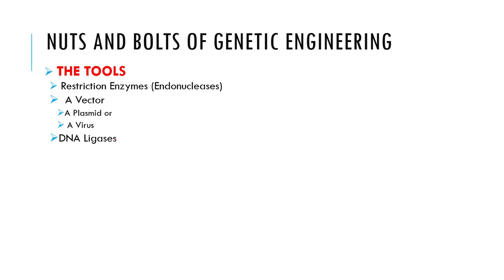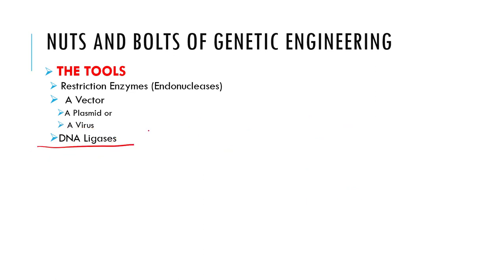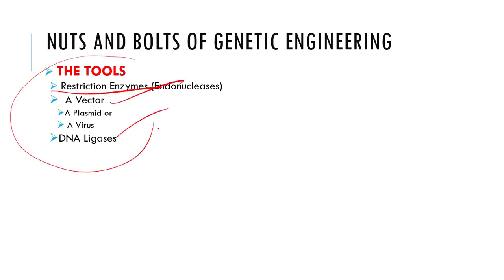Next is the DNA ligases. When we have donor DNA and we have a vector open, how do we join these ends, how do we join these DNA molecules? As we have already studied in DNA replication, DNA ligase is the universal enzyme that does the ligation, joining and combining the DNA molecules. So we use these tools, restriction enzymes, vector, and DNA ligase during this whole process of genetic engineering.